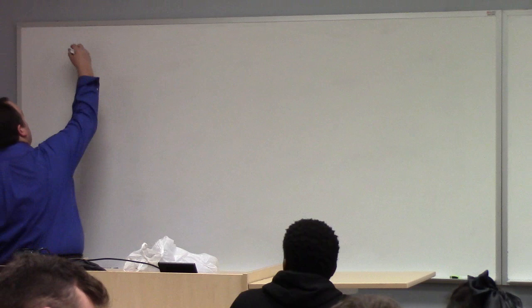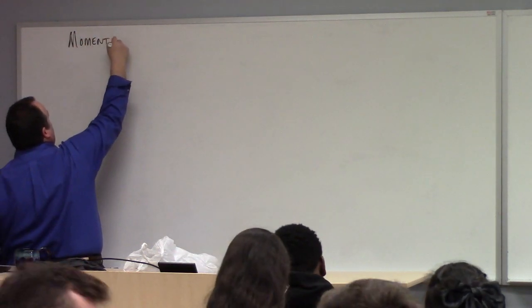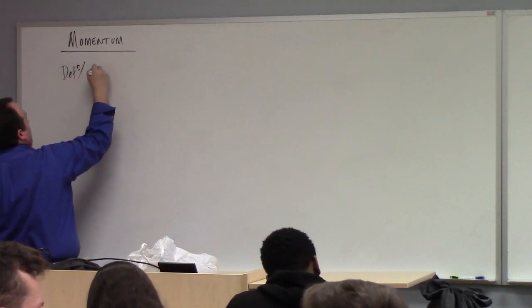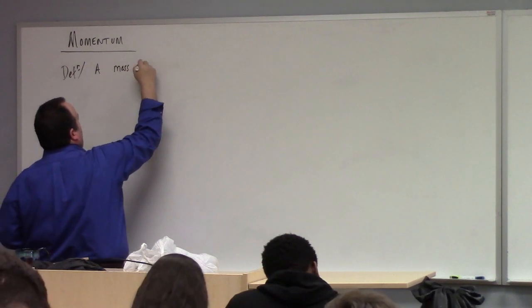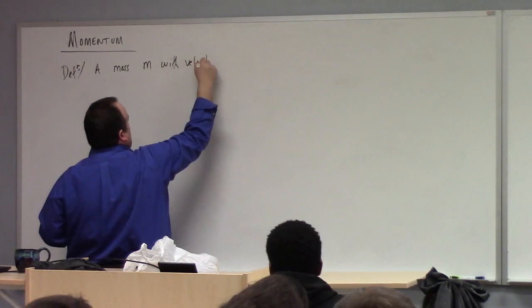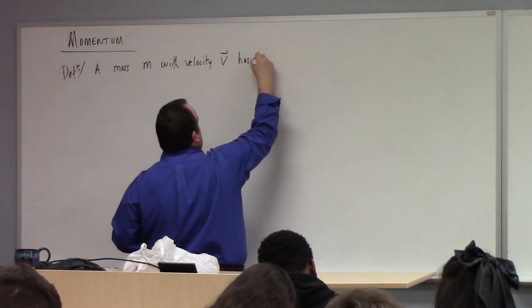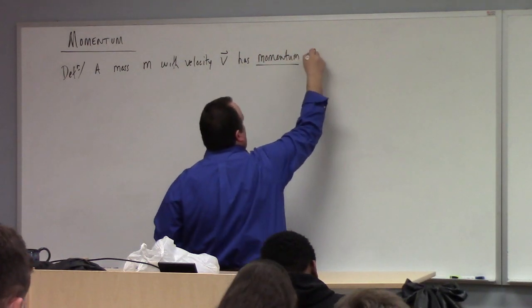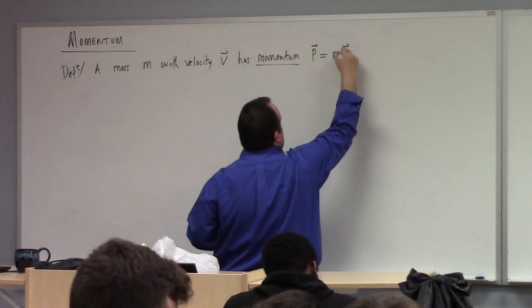Momentum. So what's the deal with momentum? Definition: a mass m with velocity v has momentum p equals m times v.